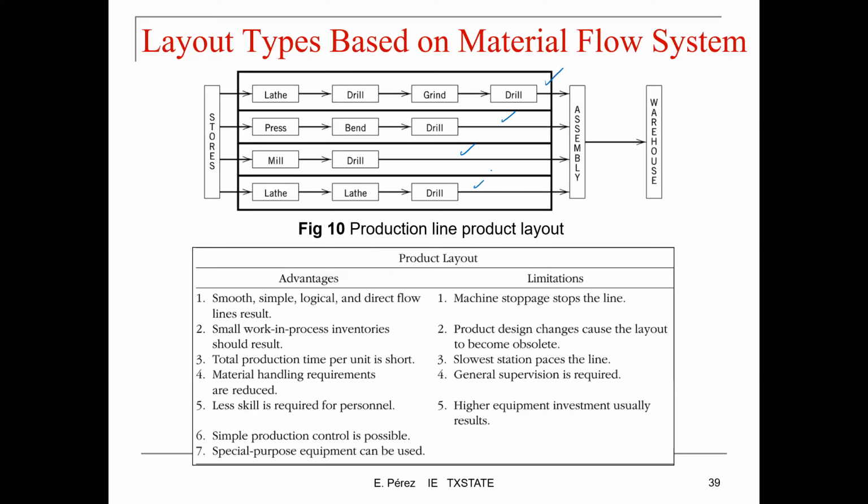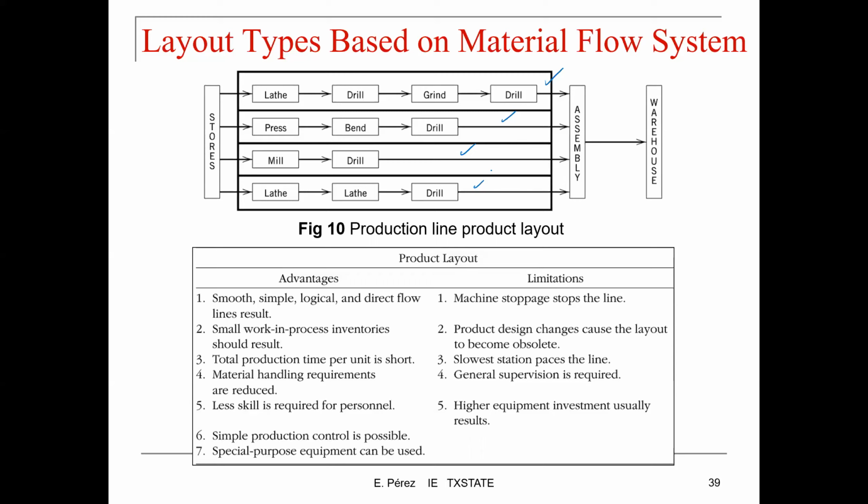The total production time per unit is short because you are limiting the setups, right? So this production line will never change, so there's no setup in terms of reconfiguring the line. Less skill is required for personnel because, again, the location of the machines and the type of machines are always fixed. Simple production control is possible. Special purpose equipment can be used.